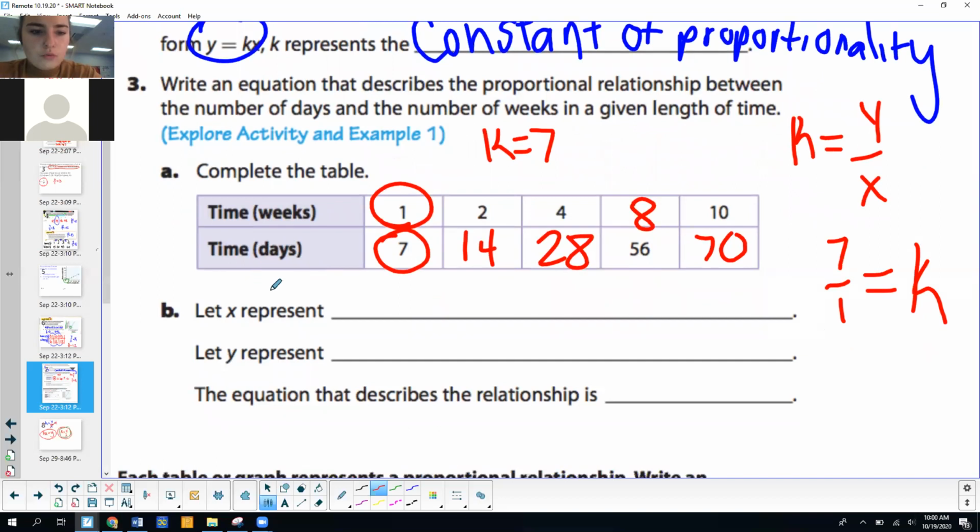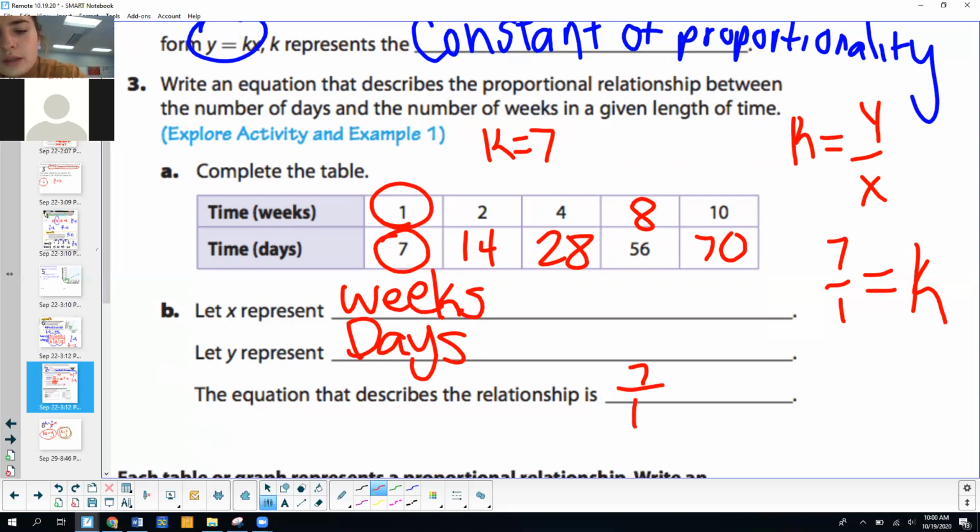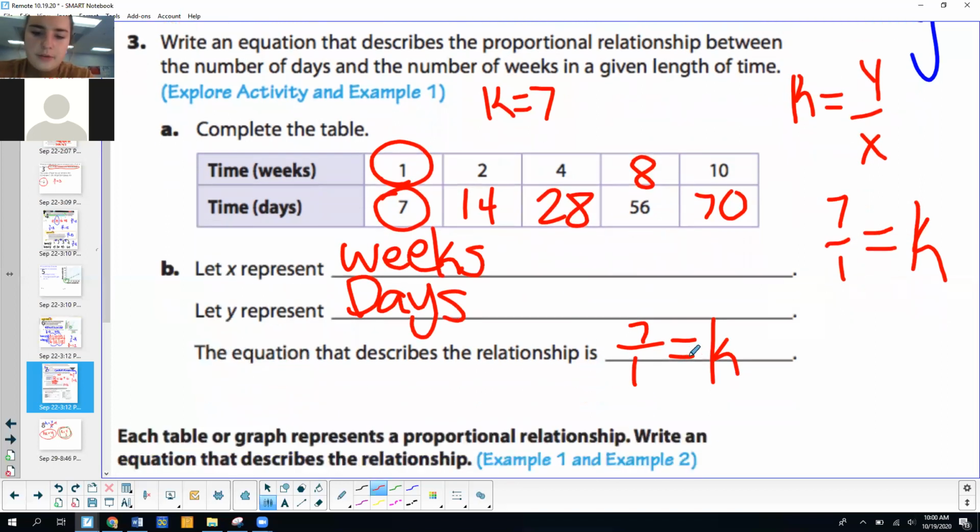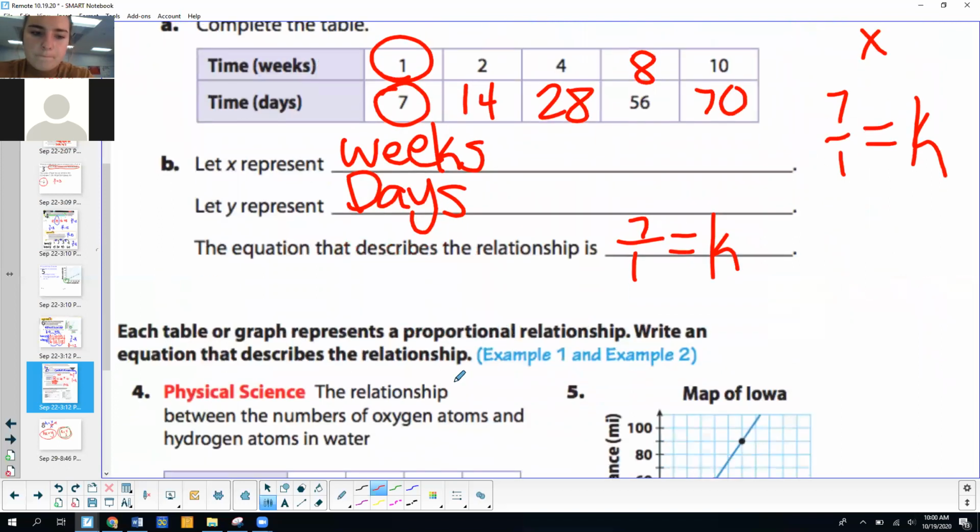So x represents weeks. Y represents days. The equation that describes the relationship is for every 7 days, there is 1 week, which gives us our constant of proportionality, which is 7 or 7 over 1.